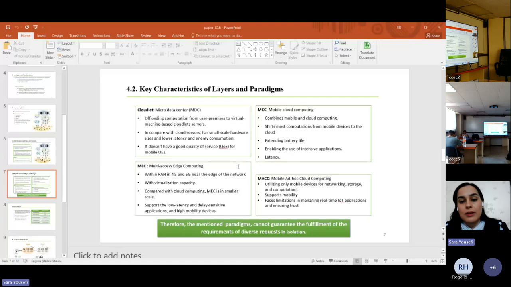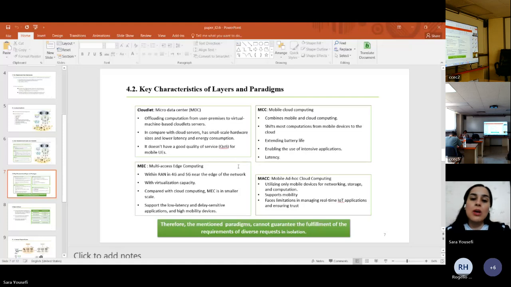Mobile ad hoc cloud computing, or MAC, enables nearby mobile devices to form a dynamic decentralized network, pooling their computational resources to locally process resource-intensive applications without the need for a centralized cloud infrastructure. MAC utilizes only mobile devices for networking, storage, and computation. As MAC supports mobility and high computational capacity, it faces limitations in managing real-time IoT applications and ensuring trust, given a lack of a structured framework.